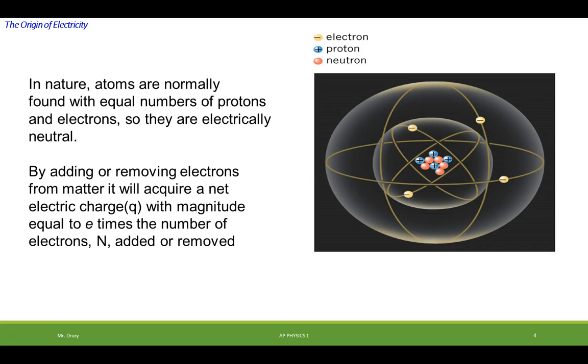As I said, in nature, atoms are normally neutral, which means they have just as many protons as electrons. So by adding or removing electrons from matter, it will acquire a net electric charge, Q, with a magnitude equal to how many charges you have times the actual charge of one fundamental particle. That can be summarized with this equation, where Q is the charge on the object, and N is the number of charges times the fundamental charge.